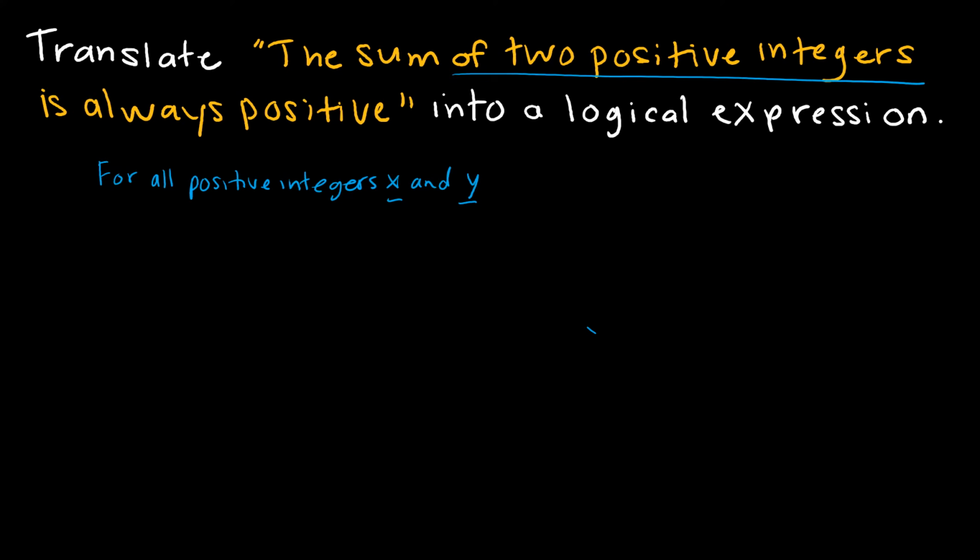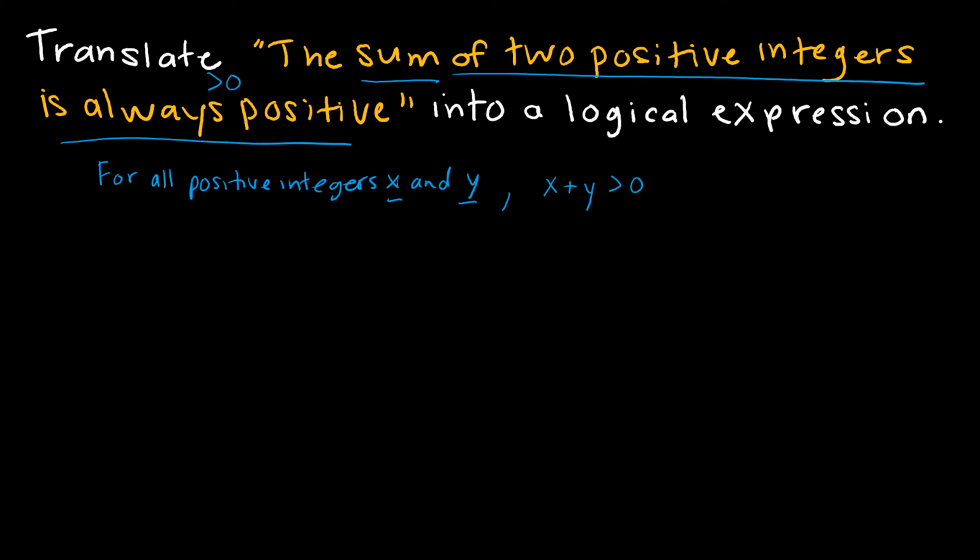Then I'm looking at the sum is always positive. So how could I write the sum is always positive? Well, x plus y is greater than 0, because always positive means greater than 0. So have I done what I needed to do? No, I'm just getting myself ready.